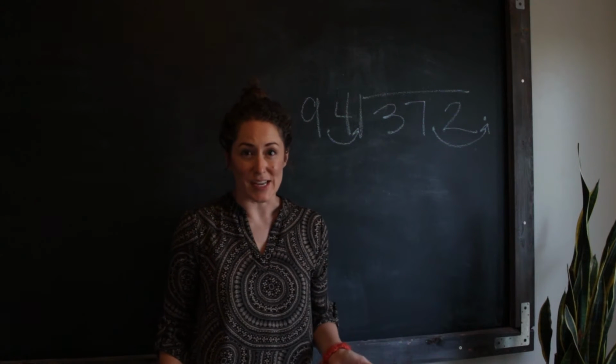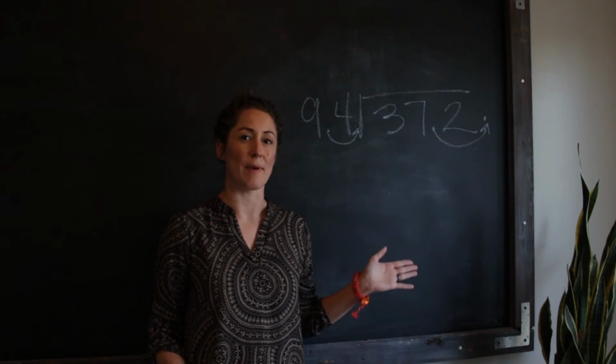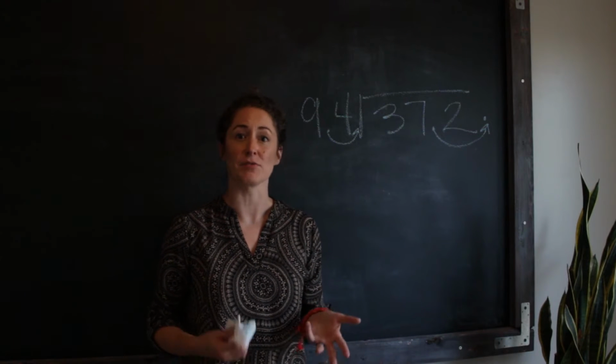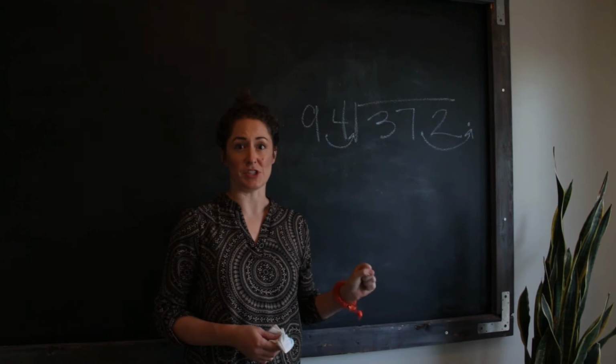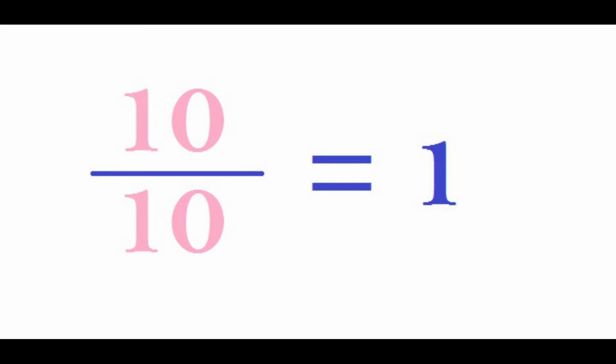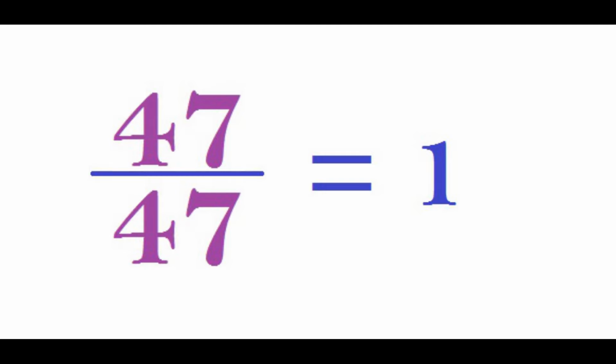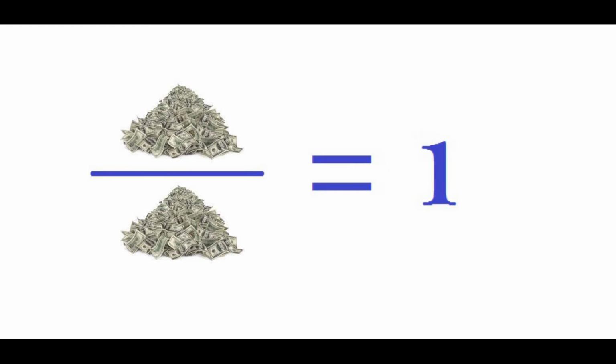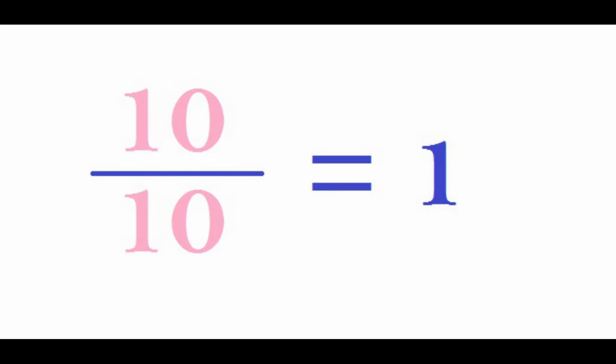To be able to understand why this works mathematically, we have to have a basic understanding of the relationship between division and fractions. These are two equivalent ways of representing 30 being divided by 10. We also need to understand the basic mathematical concept that anything divided by itself is equal to 1. 10 divided by 10 is equal to 1. 47 divided by 47 is equal to 1. And literally anything divided by itself is equal to 1.